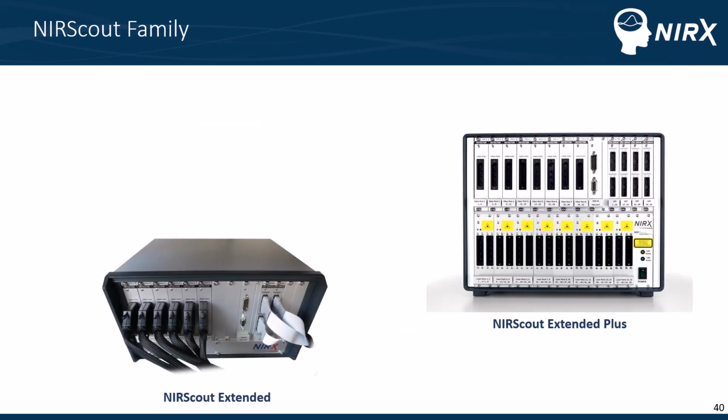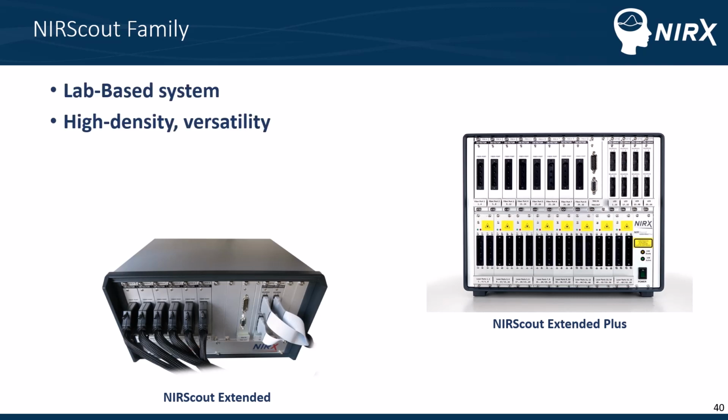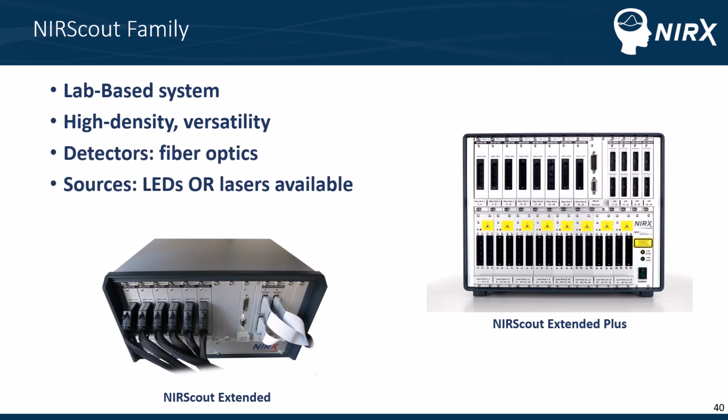Okay, talking about the NIRScout family in a little more detail. This is our lab-based system. It allows for high density and very versatile setups. The detectors are always fiber optics, but the sources can be LEDs or laser. And high sensitivity avalanche photodiodes, also known as APD detectors, are available.